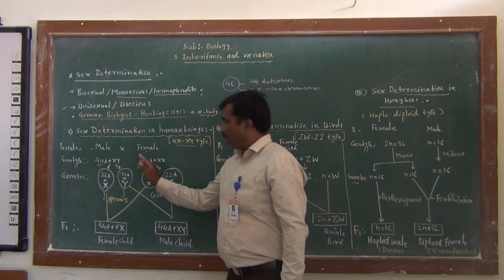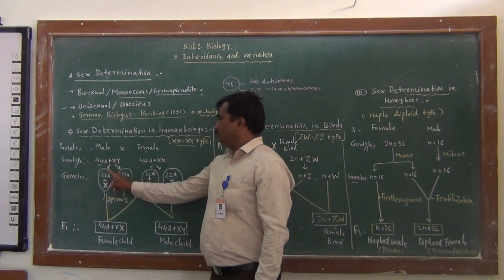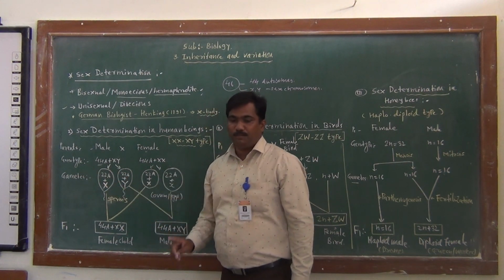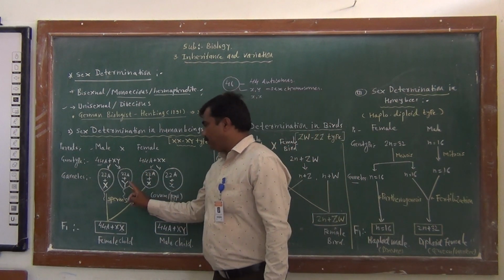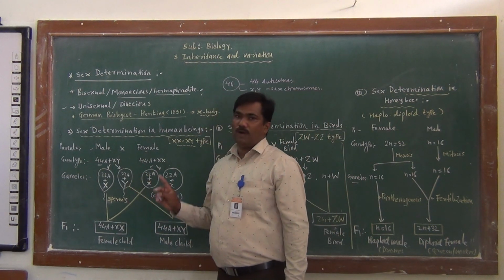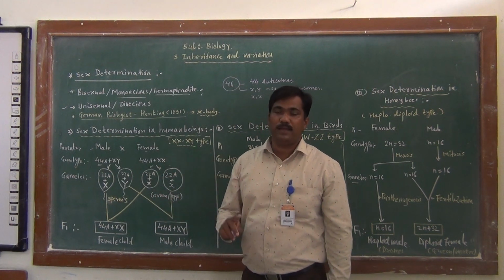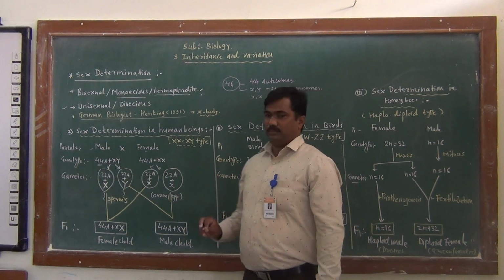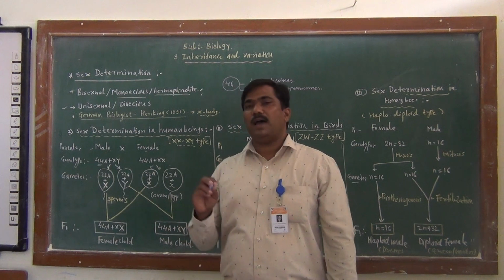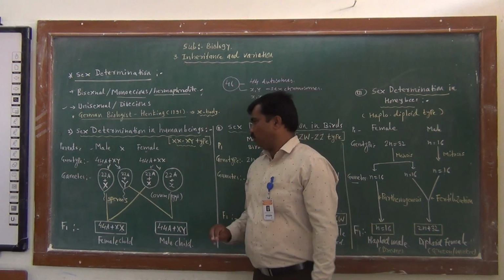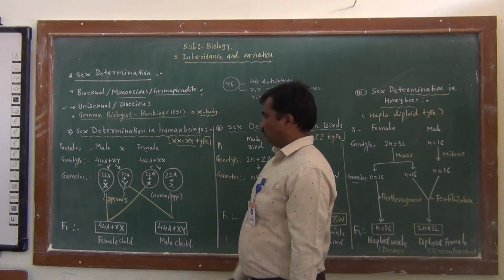See, in case of male, it is heterogametic because it produces 2 types of gametes. 50% of sperms contain X chromosome and 50% of sperms contain Y chromosome. And human female is homogametic because all the eggs formed are similar. They have only X chromosome. Only one type of eggs is formed and they contain X chromosome.